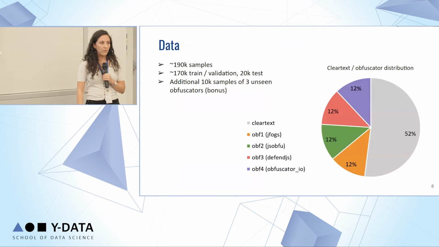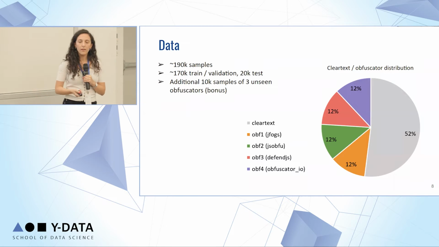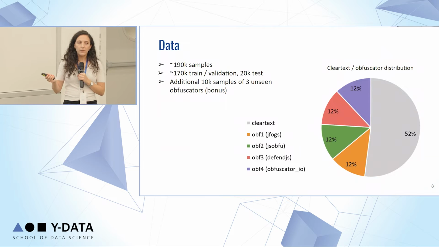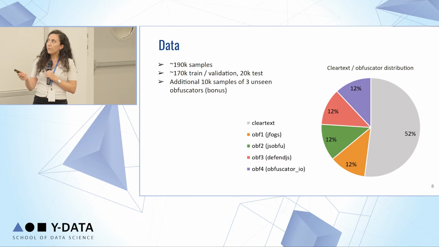The data we used contained about 190,000 samples, which were actually from an open source data set that IMPERVA made accessible to us, or helped us to get. We used about 170,000 of the samples for training, the rest for testing and validation. And additionally, for the bonus goal, we used about 10,000 other samples from 3 different unseen obfuscators that we only used at the very end of our project. The data was split to about 50% clear text, and the other 50% were obfuscated, and actually these obfuscated scripts came from some of the clear texts that were passed through these obfuscation tools.